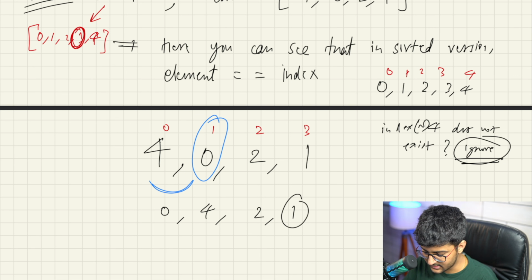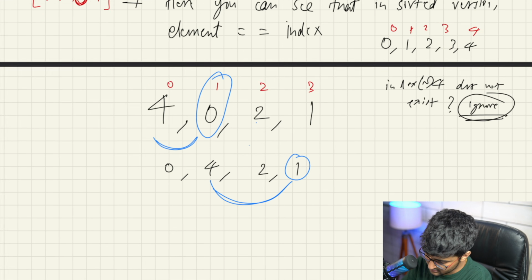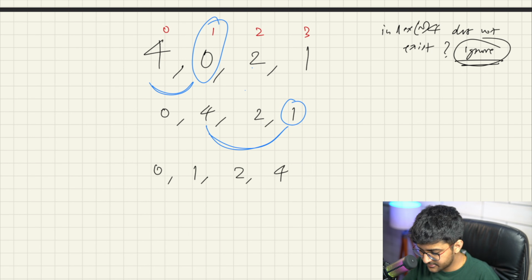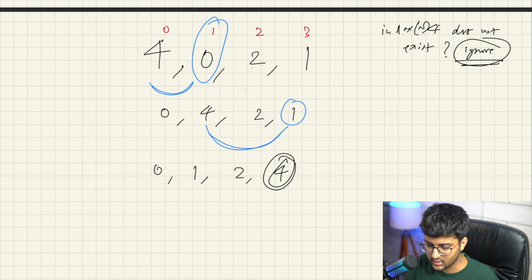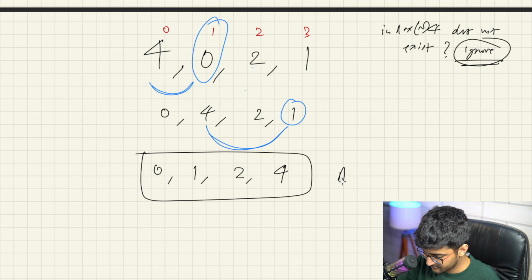Is 1 at the correct index? No, it's not. Swap it with index number 1. This will become 0, 1, 2, 4. That's it. Now it will check this one. It's n, so ignore this. And then loop over. That's the answer.